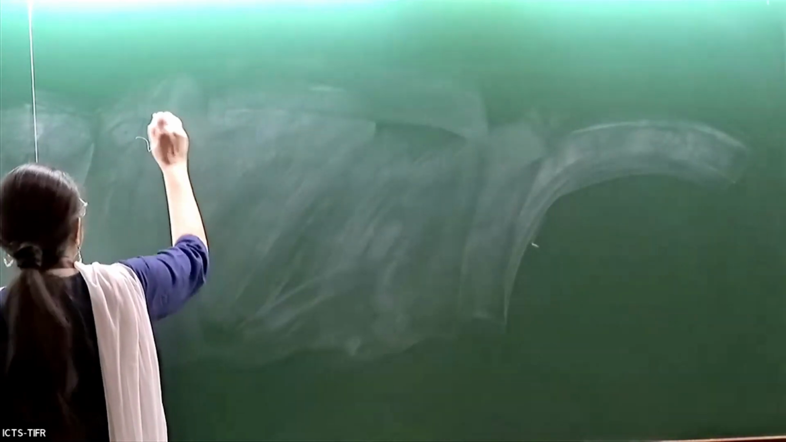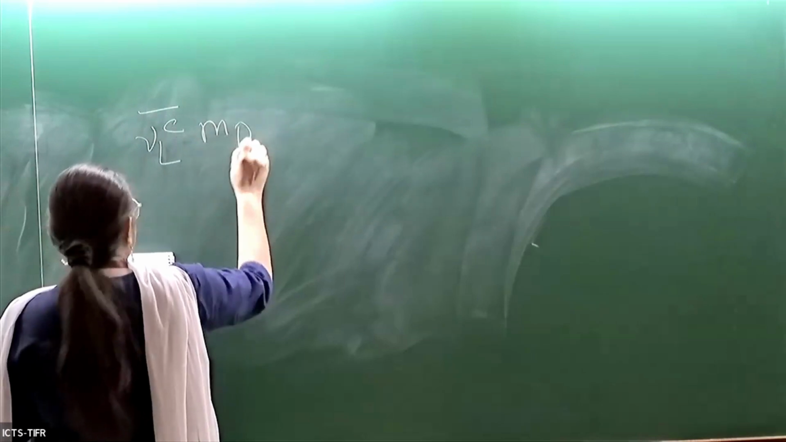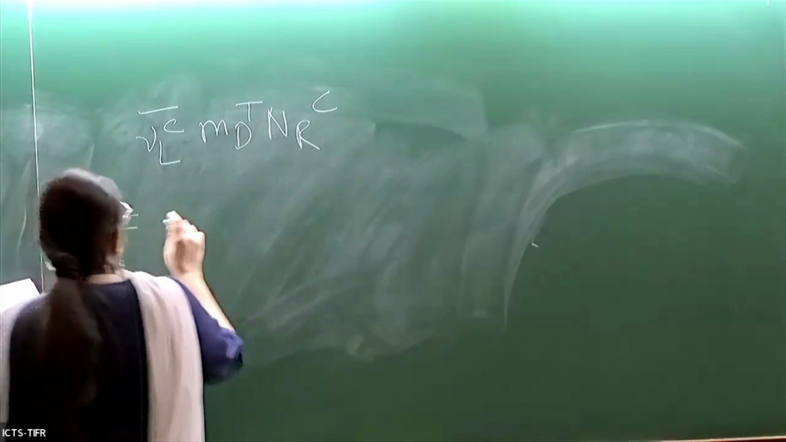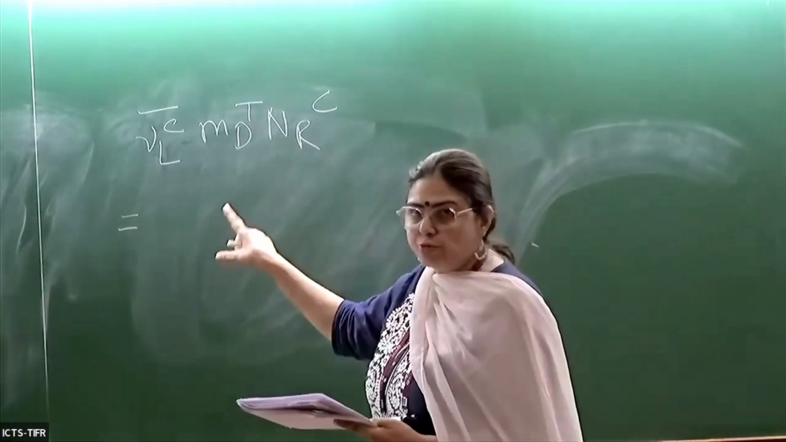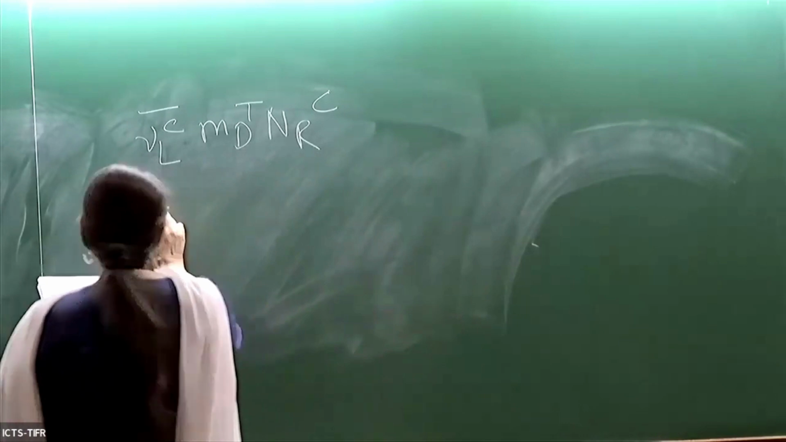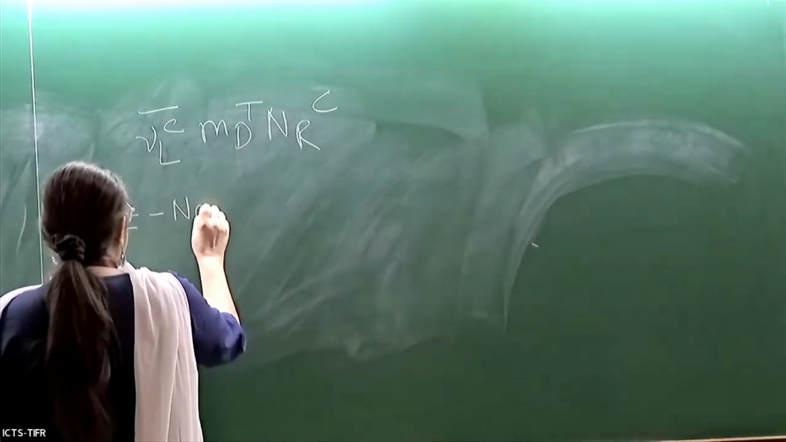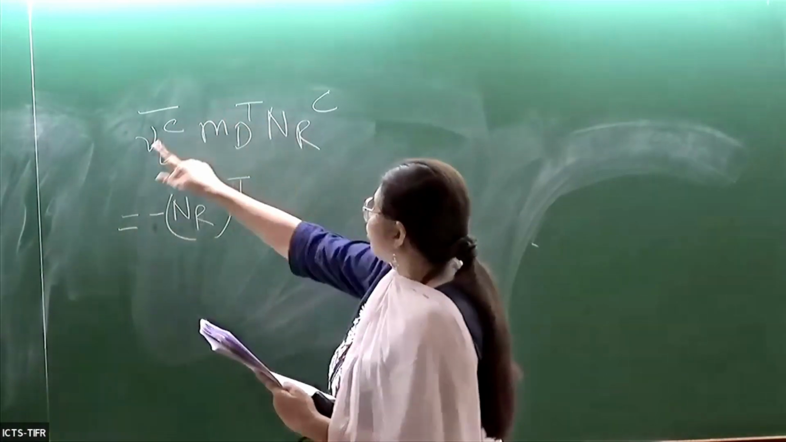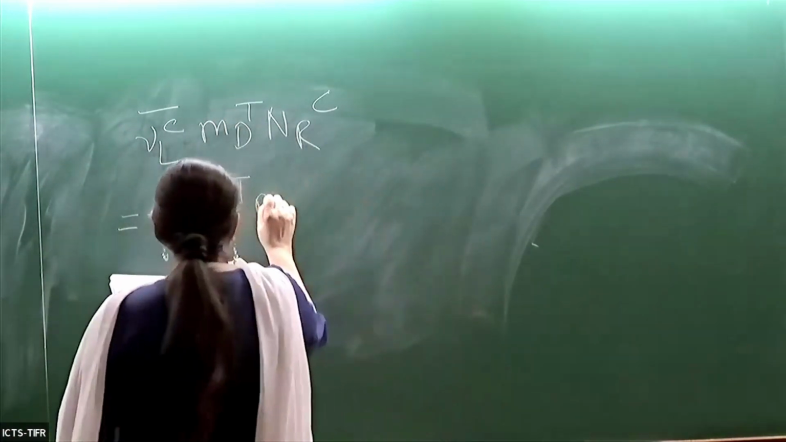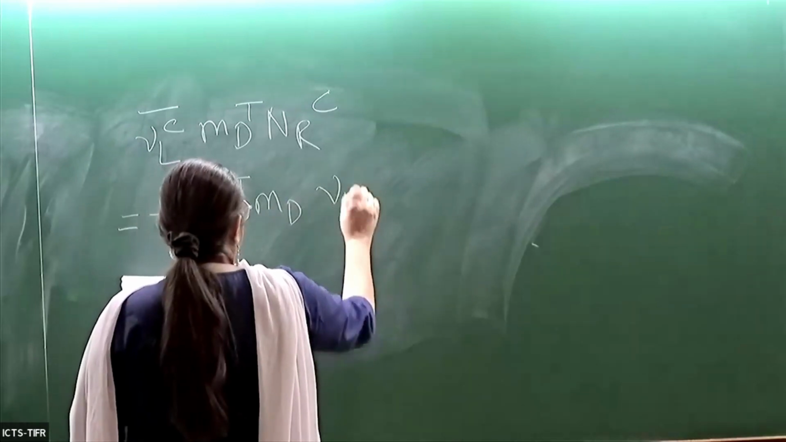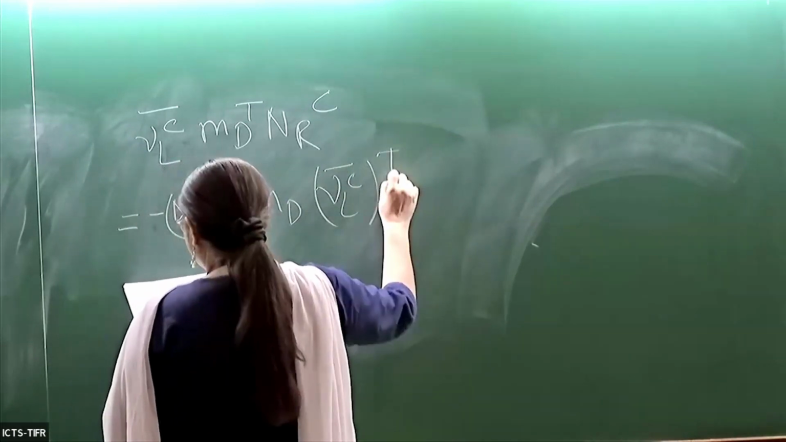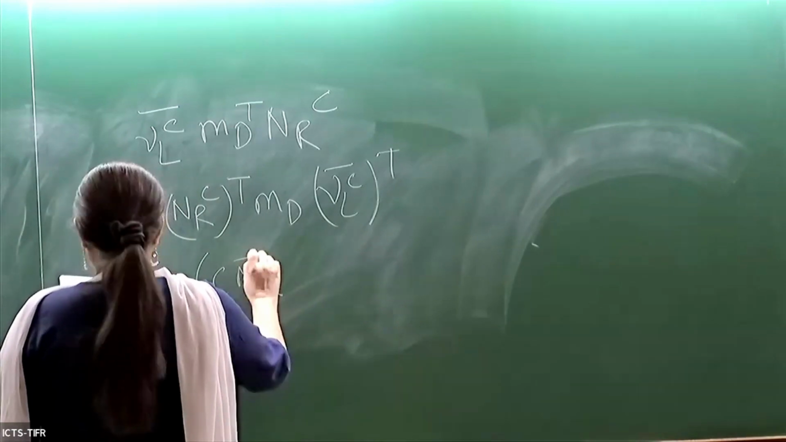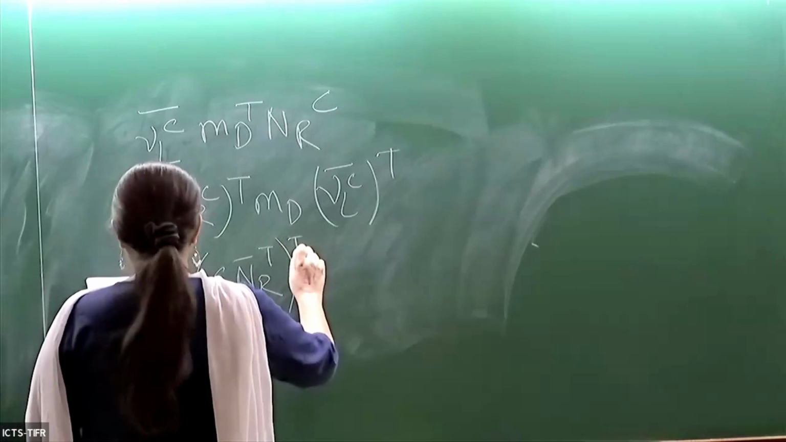So I am writing this as nu LC bar MD transpose NRC. And I am writing this equal to its transpose because it's a scalar, I can take the transpose. So I am writing this as NRC transpose and minus signs because this order is changed. Then MD, nu LC bar transpose. Then this is C NR bar transpose.